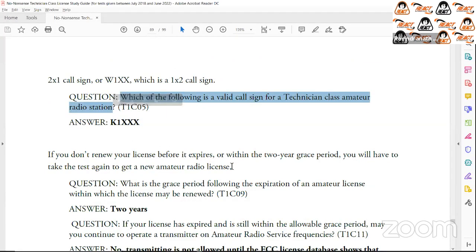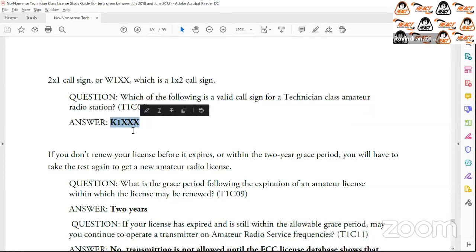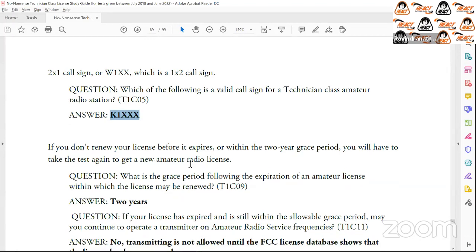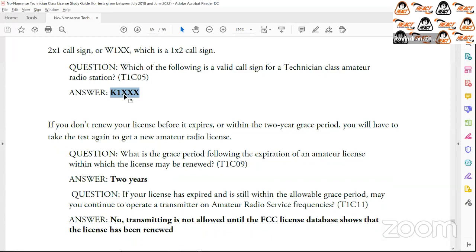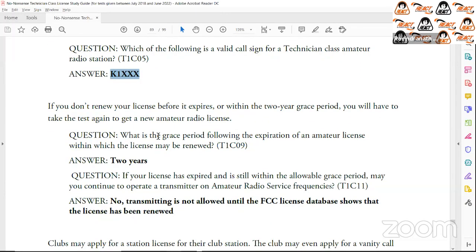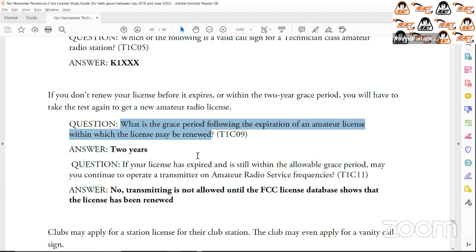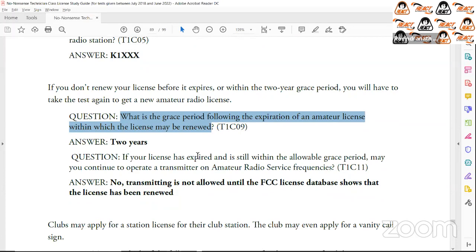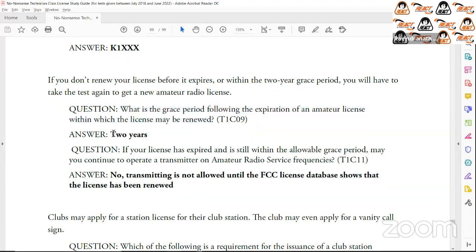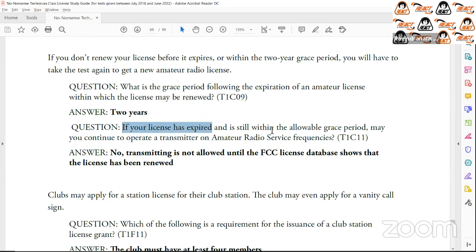Next question. Which of the following is a valid call sign for a technician class amateur radio station? Well, it will look something like this: Kilo 1, X-ray, X-ray, X-ray. That is what a technician class call sign will look like. Notice it's a little bit on the long side. All right, next question. What is the grace period following the expiration of an amateur license within which the license may be renewed? The grace period is 2 years.